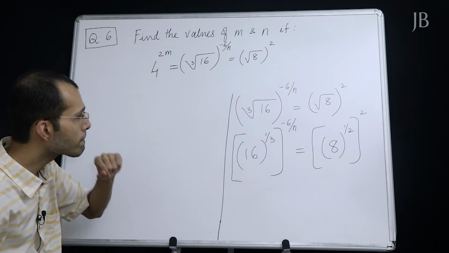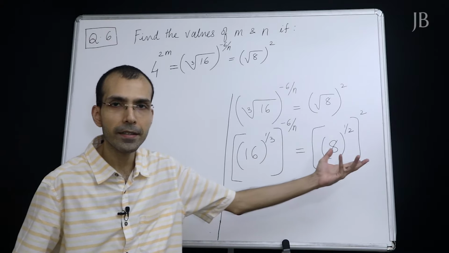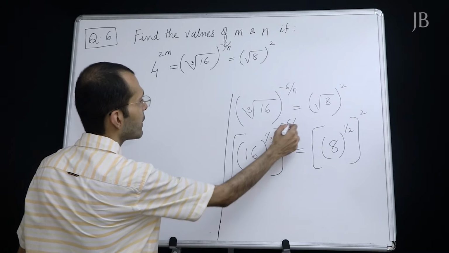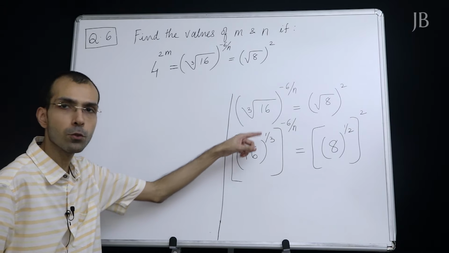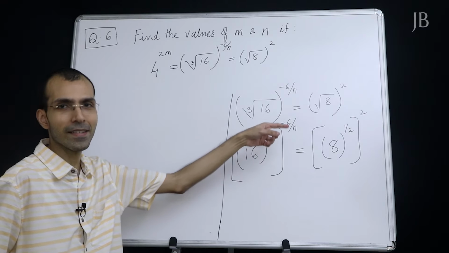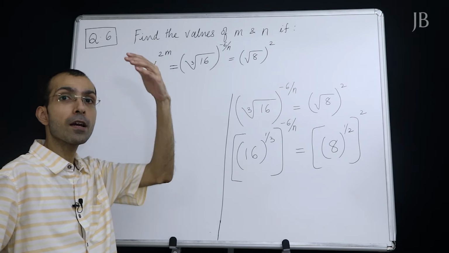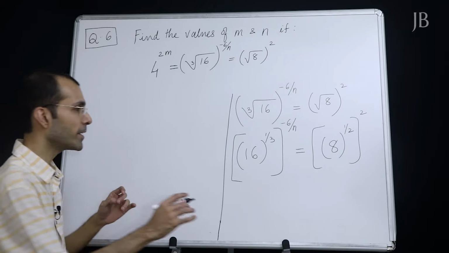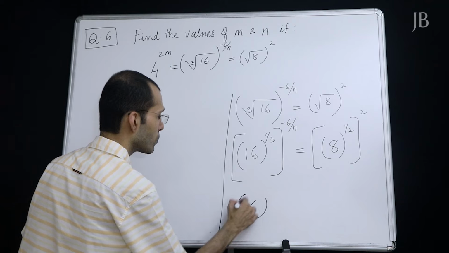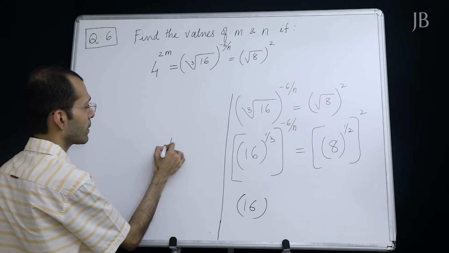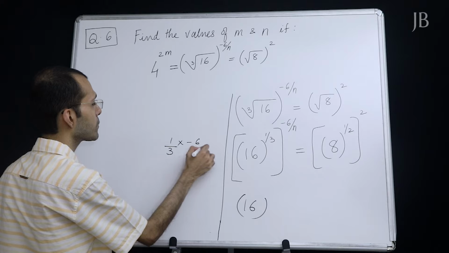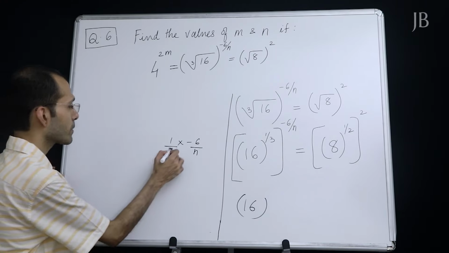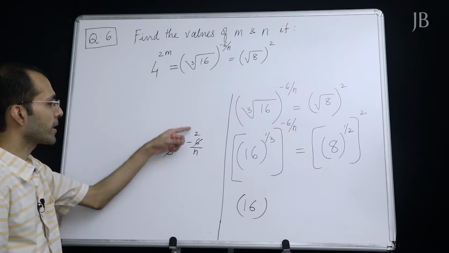Okay, now what to do? We can't equate like this, no? 16 and 8. 16 can be written in another format. So anyway, let's first multiply these two powers. 16 raised to 1 by 3, the whole raised to minus 6 by n. Power a raised to m, the whole raised to n. That law can be applied. So it is a raised to mn. So this will be 16 raised to, here we will have to multiply the two powers. 1 by 3 into minus 6 by n. The two powers have to be multiplied. So I have multiplied. There is scope to simplify. It comes minus 2 by n.